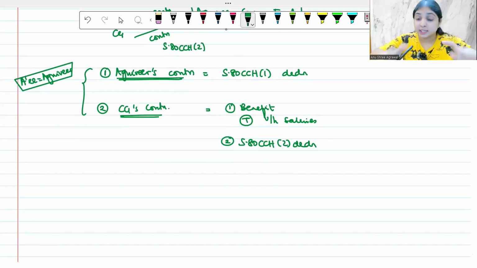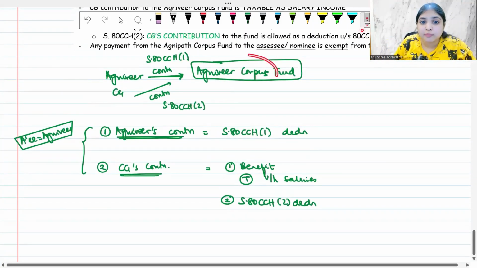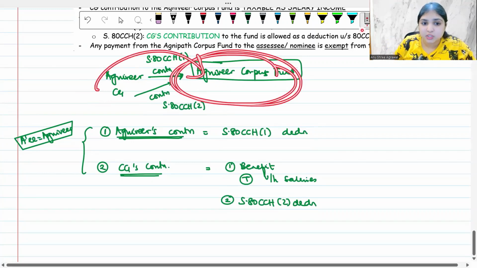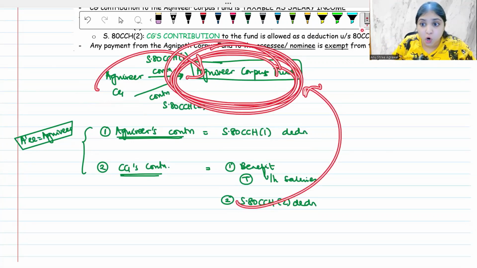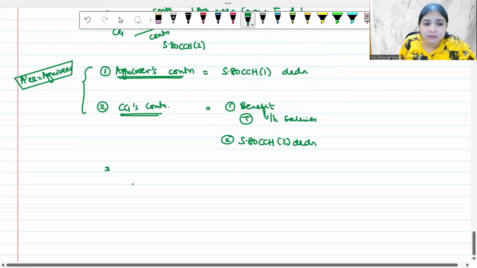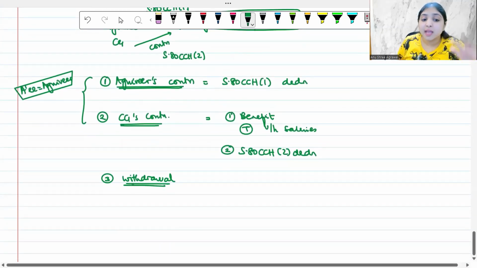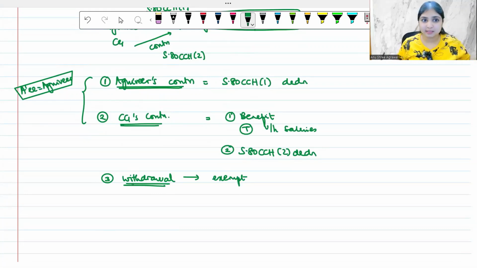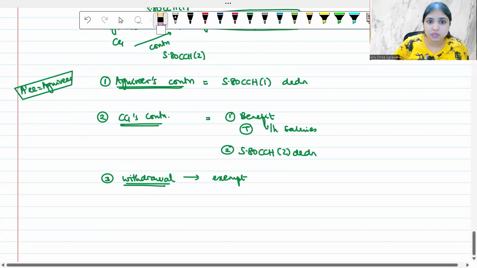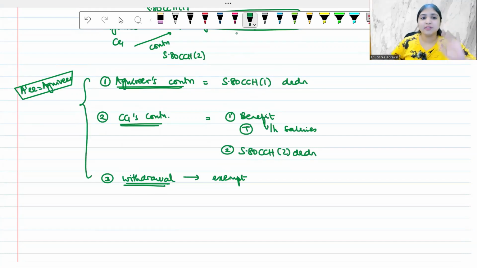Now later, from RPF also, upon retirement, the employee withdraws money. Later, from NPS also, the employee withdraws money. So later, whatever money got accumulated in this Agniveer Corpus Fund, the Agniveer's contribution and the central government's contribution, the Agniveer will withdraw from here, guys. Whatever amount he withdraws from this Agniveer Corpus Fund, what is the tax treatment? Any amount withdrawn from the Agniveer Corpus Fund will be fully exempt from tax. In this entire discussion, who was the assessee? The Agniveer was the assessee.